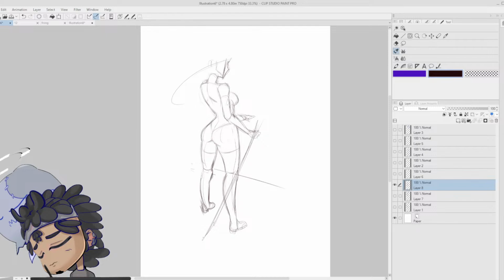Let's see here. Okay, grab this. Erase this part too. The hand about here. The sword about here.